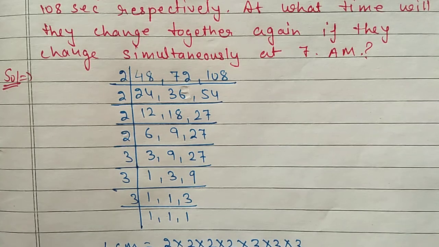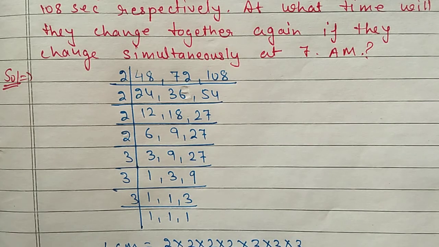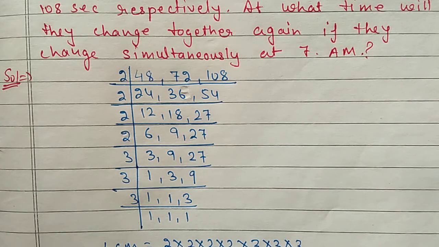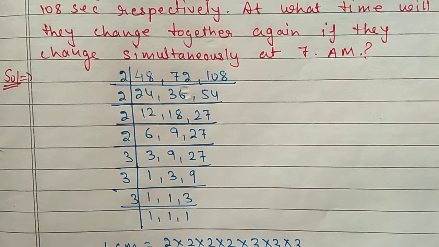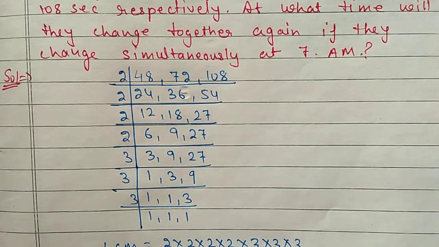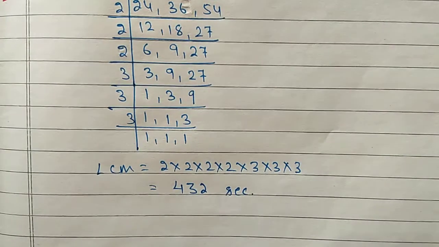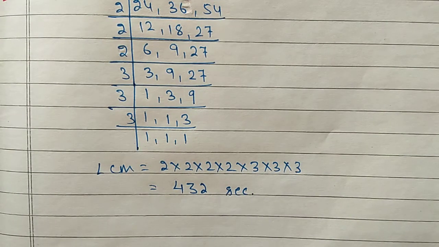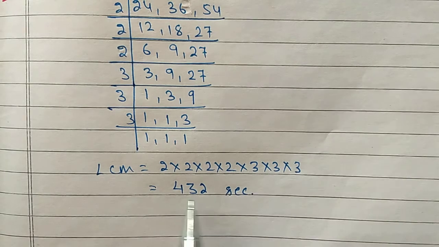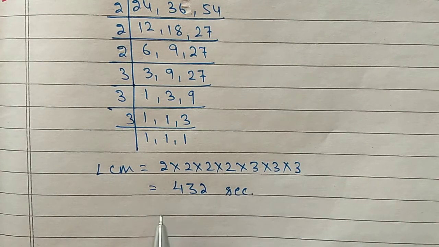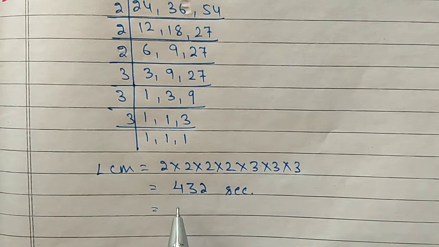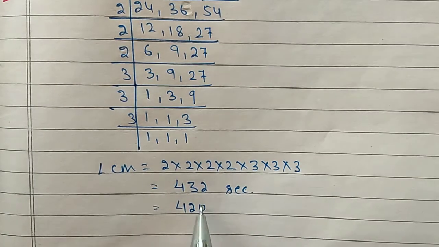So after multiplication you will get 432 seconds. So after 432 seconds the traffic lights will change together again. This 432 seconds we can change into minutes also. 432 we can write as 420 plus 12.